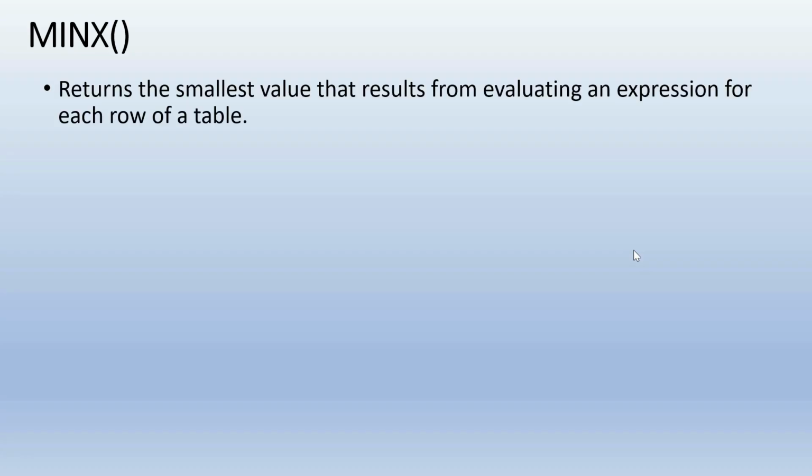Next, we have the MINX function. The MINX function also calculates the smallest value, but there will be an expression that will be an iterator for the table. It will evaluate the expression row by row, and then whatever set of results comes up, it will evaluate the smallest value. So this is how the MINX function works.